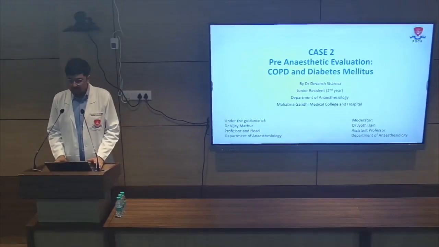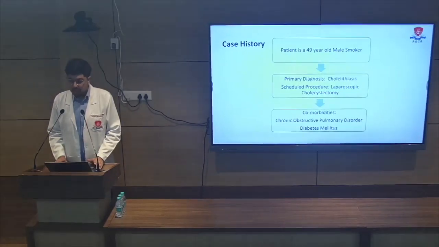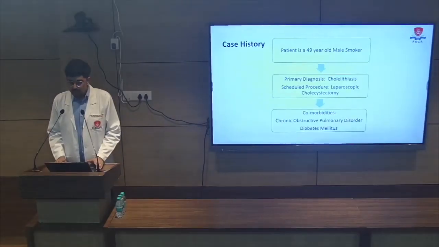I am Dr. Devansh Sharma, second year anesthesia resident, and today I will be presenting the second case scenario about pre-anesthesia evaluation in a patient with chronic obstructive pulmonary disease and diabetes mellitus. Presenting the case of a 49-year-old male smoker who came to the pre-anesthesia clinic with complaints of symptomatic cholelithiasis and is planned for elective laparoscopic cholecystectomy with two important comorbidities, that is chronic obstructive pulmonary disease and diabetes mellitus. This case highlights the importance of systematic preoperative assessment, optimization and perioperative planning in reducing post-operative pulmonary and metabolic complications.